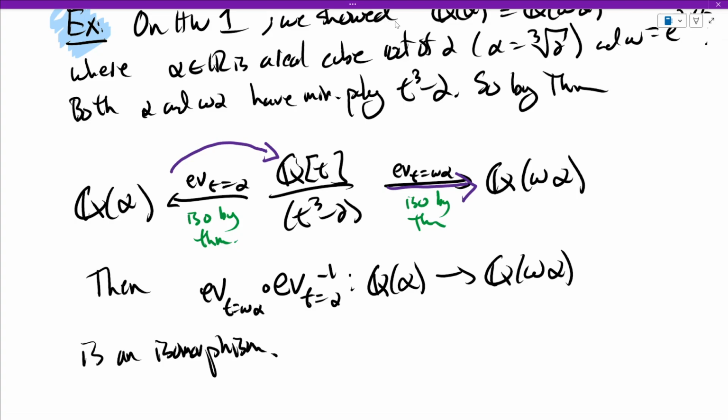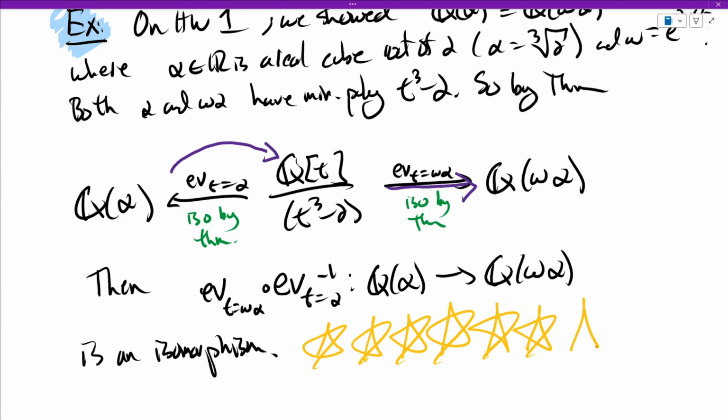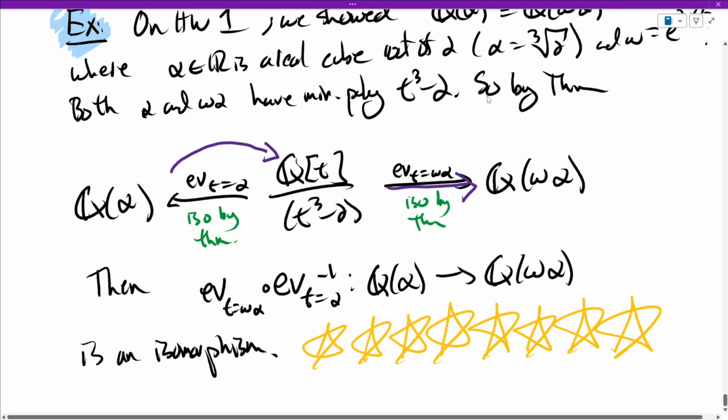This strategy for constructing isomorphisms is insanely helpful. So know how to do this. I don't know how many stars I can put, but these ways of constructing isomorphisms between extensions where you share a minimal polynomial, that was the key here. They had to share the minimal polynomial t cubed minus 2. Incredibly helpful. So know how to do this, or know why this works.